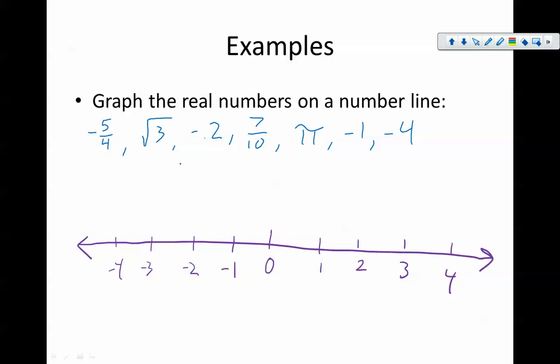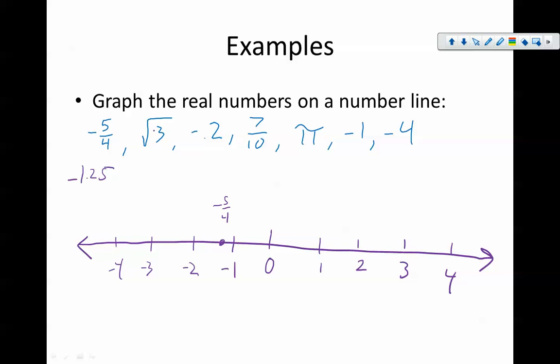Now, the main thing here is that we need to recognize just how big these numbers are. So -5/4, how big is that? Well, one way we can tell is to give the decimal approximation of what that number is. So -5/4 is -1.25. That helps us see where this goes in the number line, which means that's right there. So that's -5/4.